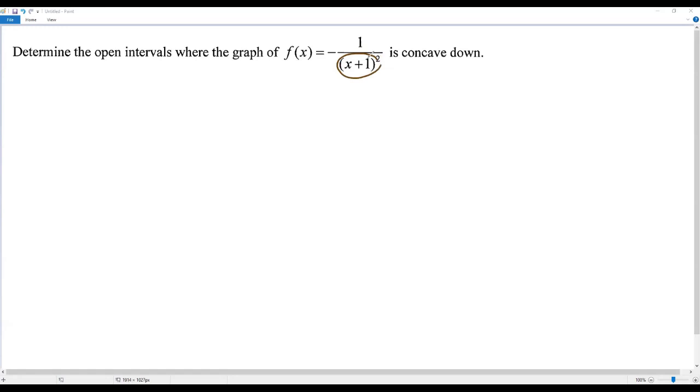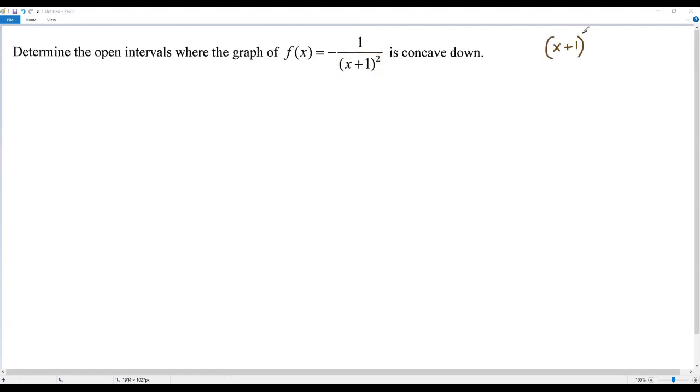Because if the denominator becomes 0, then the value of this fraction becomes undefined. That is, f of x is undefined. So that value of x has to be excluded from the domain. Now to get the value of x for which the denominator becomes 0, I have to equate this denominator to 0 and solve for x. Okay, let me do it.